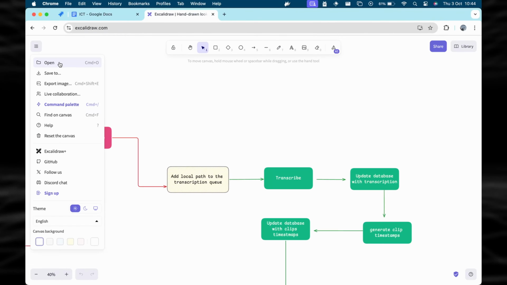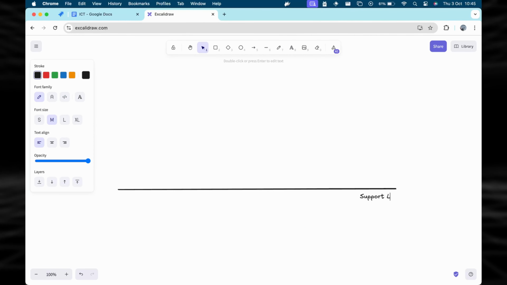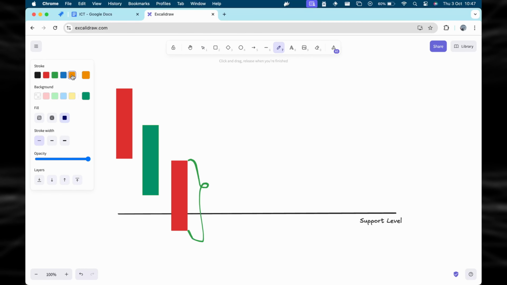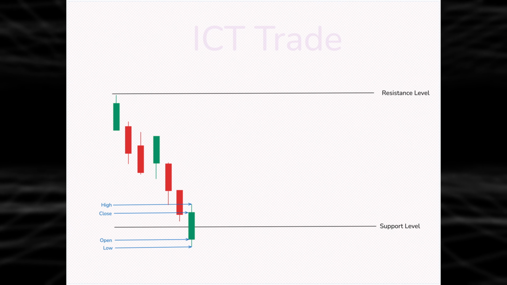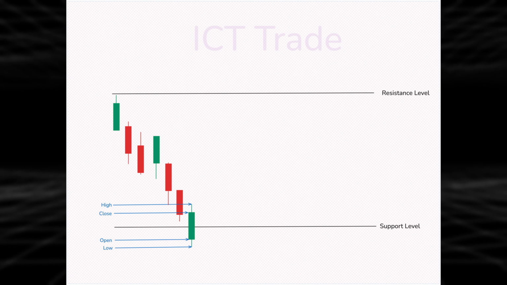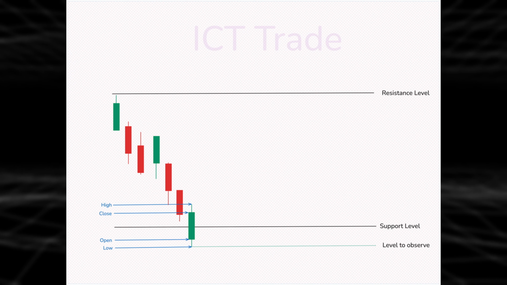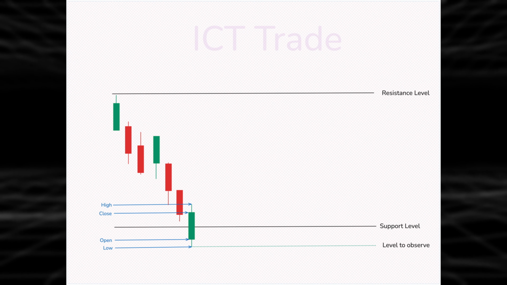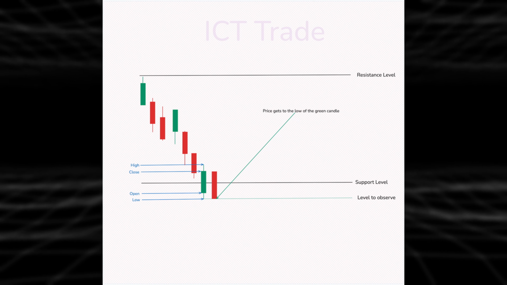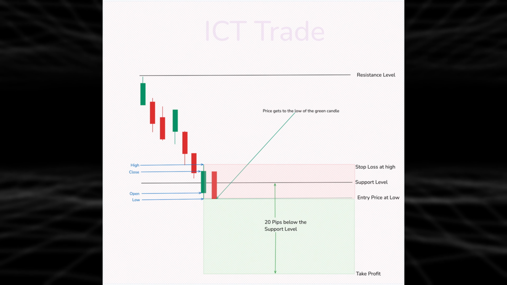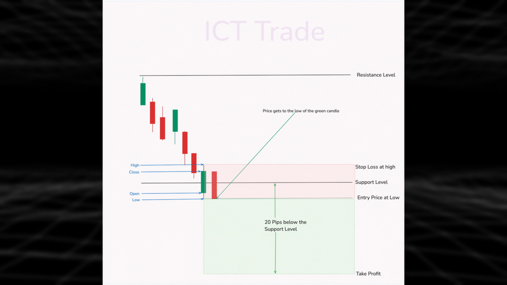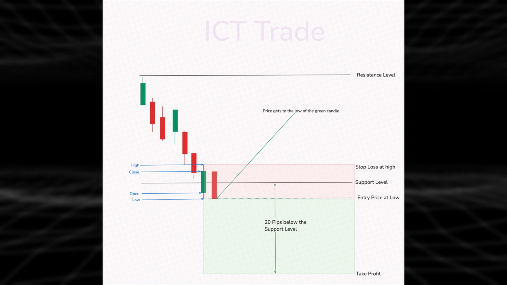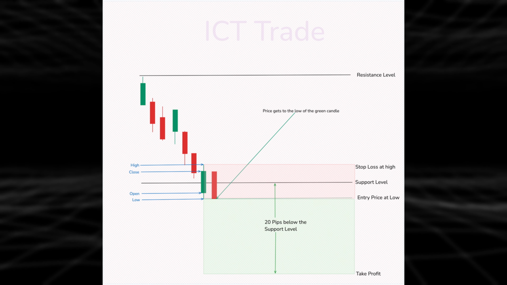So I followed his example and decided I would first of all write down everything he says and then flip that into the bullish order block scenario. So here's what he did in his example. He identified the support levels, identified a green candle that forms near the support level. Once price gets to the low of the green candle, it gets into a sell trade. He then put the stop loss at the high of the green candle, but due to the broker account he has to put 10 more pips away for the SL from the high. And then the take profit, he says, was 20 pips below the support level.